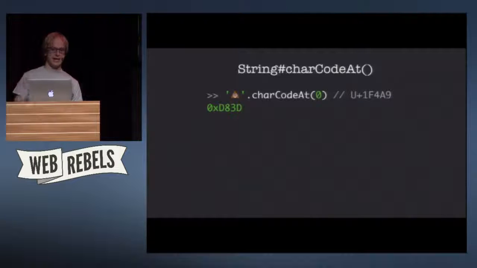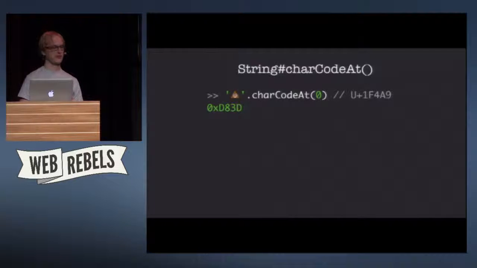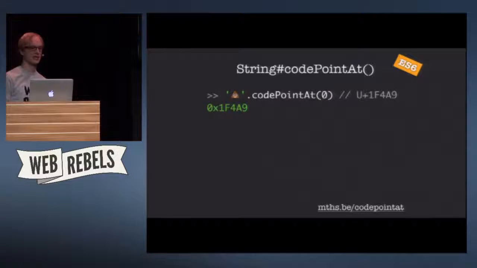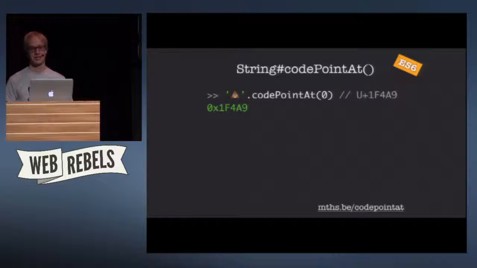Now, charCodeAt has the same problem. If you retrieve the code point of the first symbol in the string, you won't get the code point of the whole pile of poo. You will just get the code point of the first surrogate half, which, again, is probably not what you would expect. But ES6 fixes this by introducing String.prototype.codePointAt, which does the right thing and combines these surrogate halves together into a single astral code point for you.